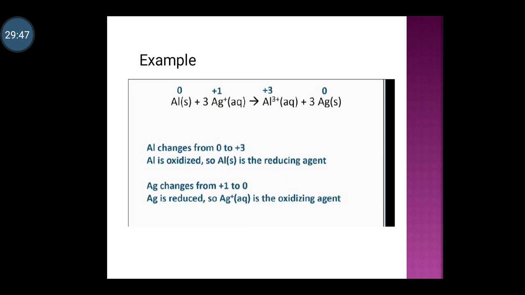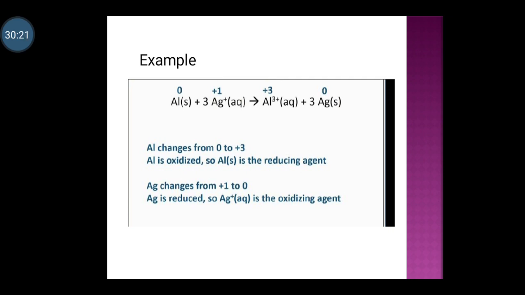Okay, now this is an example. You have aluminium, just a neutral atom, plus silver ion. You can see the positive sign on top, so it's an ion. We give both of them reacted to produce aluminium ion, that's 3 plus, and silver atom, neutral. Now the numbers on top are the charges.